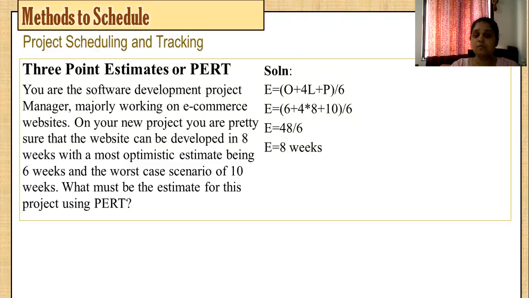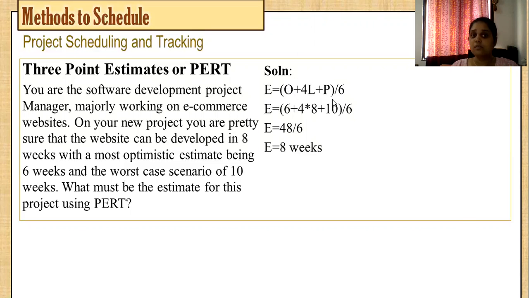So PERT has a very simple formula. It says that whatever is your optimistic value, whatever is your likely value, and whatever is your pessimistic value. Okay, so O plus 4 times likely value plus pessimistic, divide by 6. Now why 6? Because this is 1, this is 4, and this is 1. Okay, so there are total of 6 values. So this generally says that you are supposed to take an average. So if you are using optimistic plus likely plus pessimistic, then you will divide by 3.